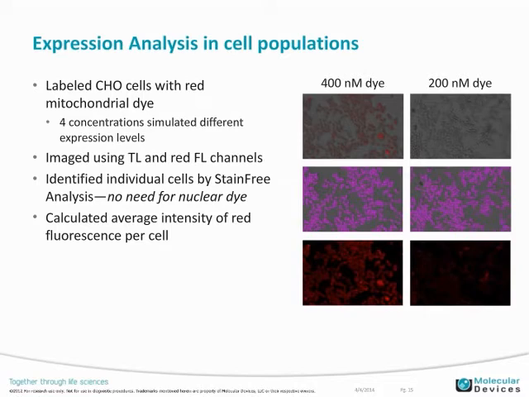So transmitted light was to pick up the individual cells so that we could count them, and the red fluorescent channel is to pick up the signal coming from the mitochondrial dye. We identified the individual cells by stain-free analysis. So again, this eliminates the need for a nuclear dye since we can identify cells purely from the TL images. And then we calculated the average intensity of the red fluorescence per cell. So in this way, without having to use any kind of nuclear marker, we can get a calculation of expression or intensity of fluorescence per cell using the TL to identify our cells.